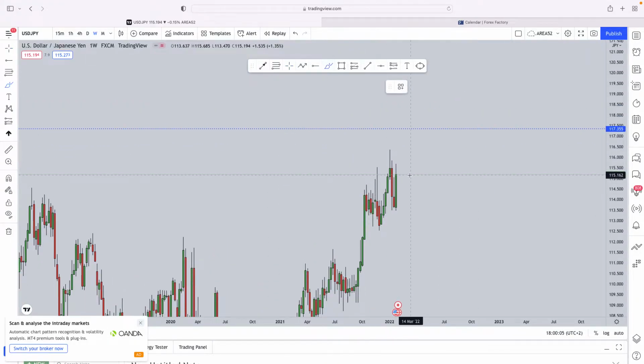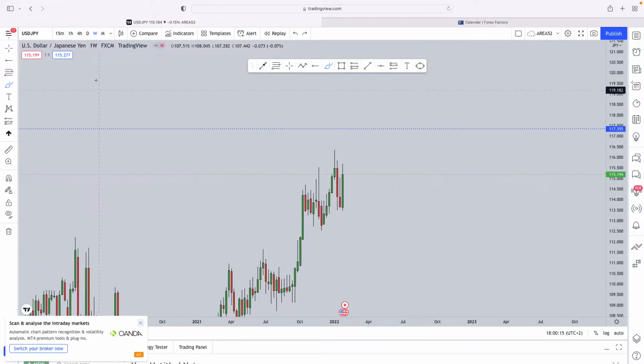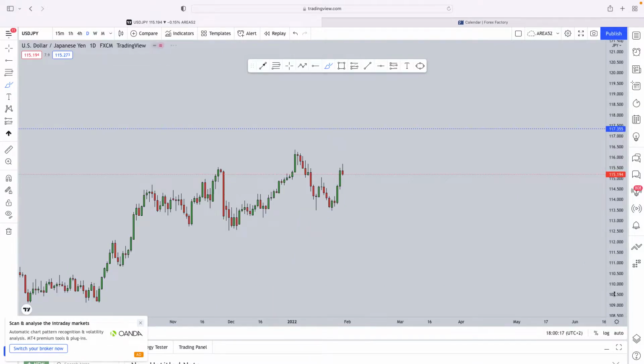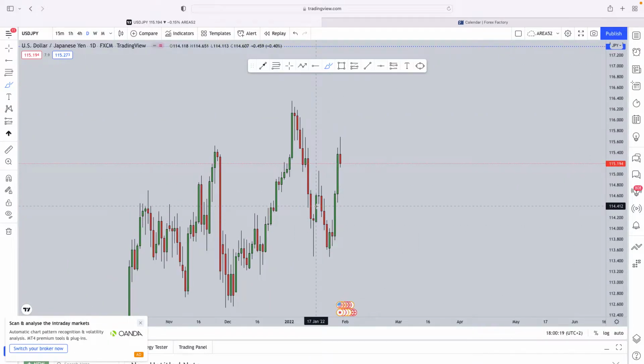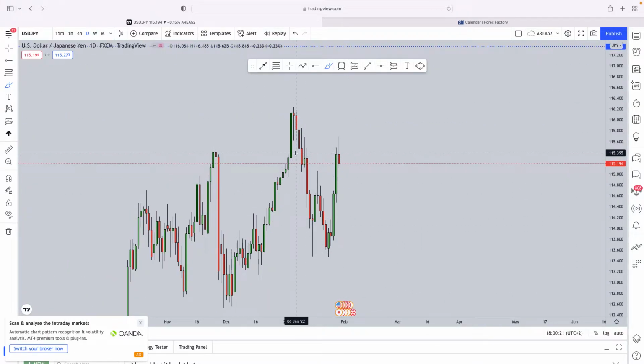From a weekly perspective, we can see how the market is currently testing a strong level of resistance created there once, twice, thrice, and it's now testing it for the fourth time, so giving us an indication once again that a pullback is expected.